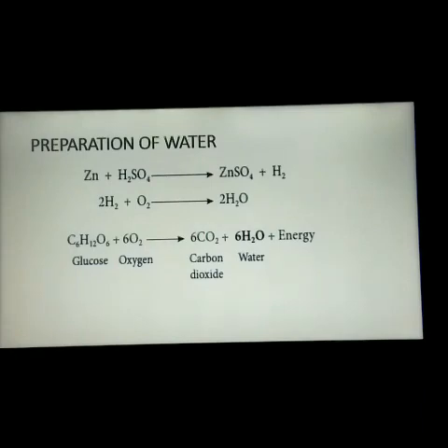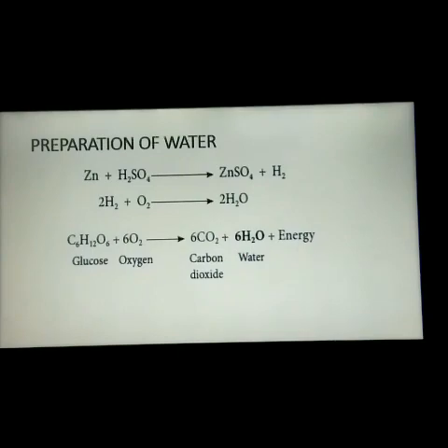Water was first prepared in 1781 by an English scientist, and the name of the scientist is Henry Cavendish. He discovered hydrogen gas when active metals react with sulfuric acid. The hydrogen released was highly inflammable and burnt to form a colorless product that is said to be water. For example, zinc reacts with sulfuric acid to form zinc sulfate with the removal of hydrogen gas, and this hydrogen will combine with oxygen to form water.